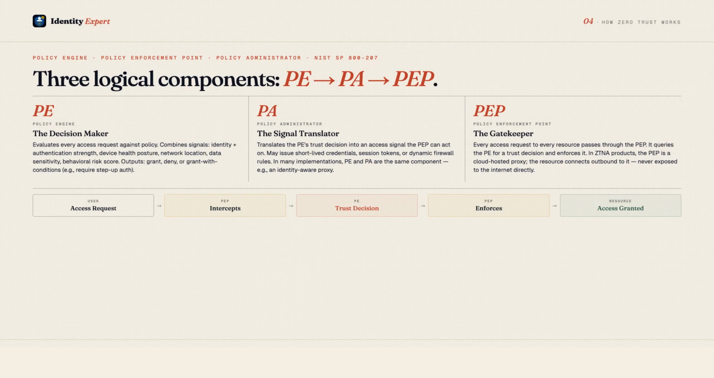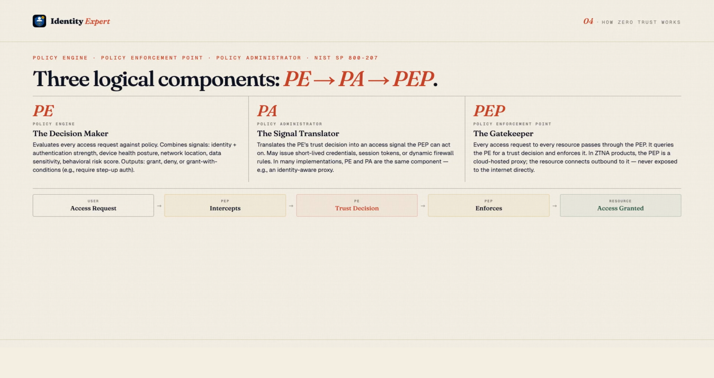NIST SP 800-207 defines Zero Trust around 3 logical components. The policy engine, PE, is the brain of the Zero Trust architecture. It evaluates every access request against a set of policies, combining signals: identity and authentication strength, device health posture, network location, data sensitivity, and behavioral risk signals. The PE makes a trust decision: grant, deny, or grant with conditions, such as requiring step-up authentication. The policy administrator, PA, translates the PE's decision into an access signal that the enforcement point can act on. In some implementations, the PE and PA are the same component.